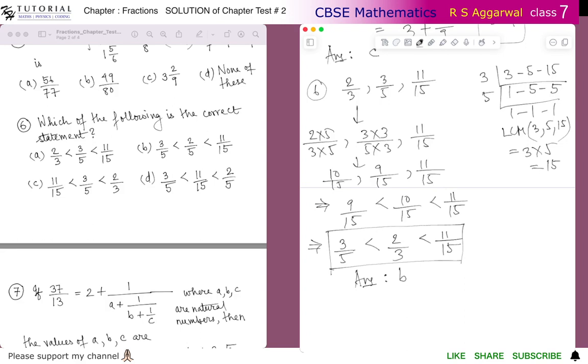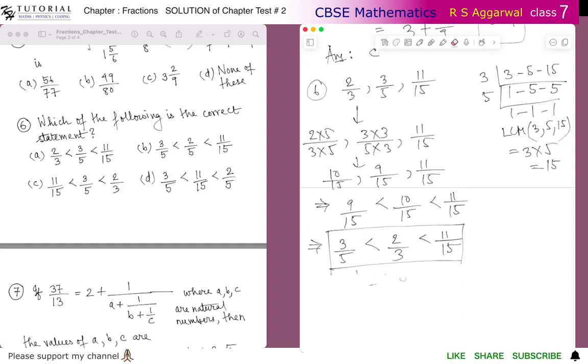Over here in the question paper, I by mistake have written it incorrectly. Oh no, sorry, my mistake. I thought all the fractions were the same in all the choices, but they are different. 3 by 5 is less than 2 by 3, 11 by 15. Okay, 1 second.